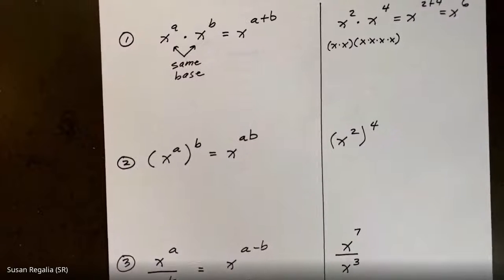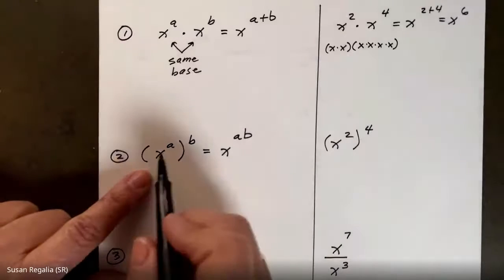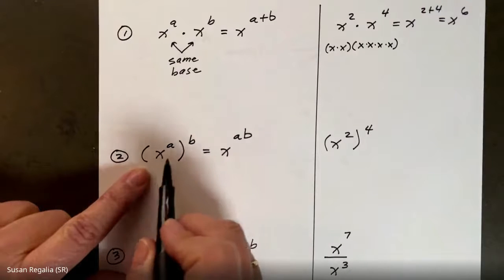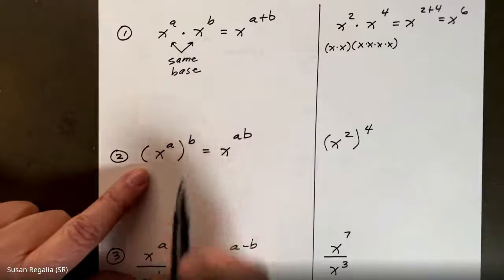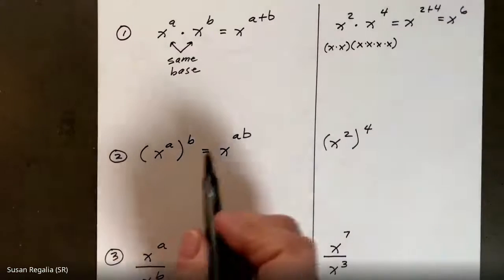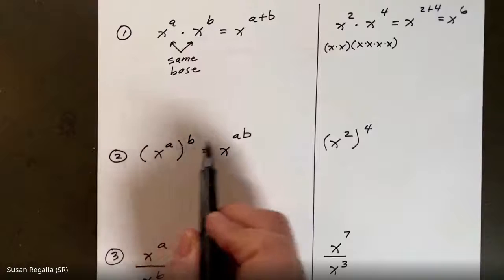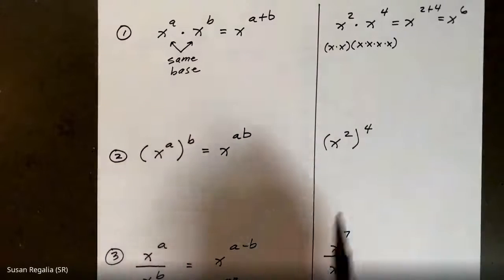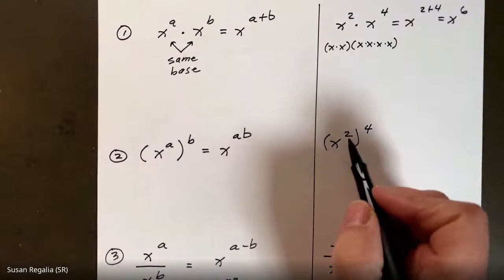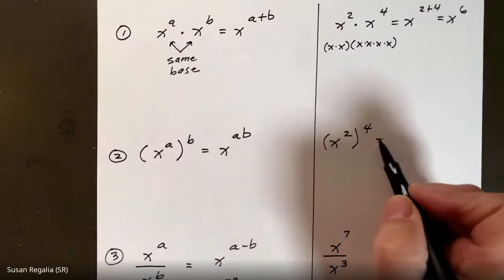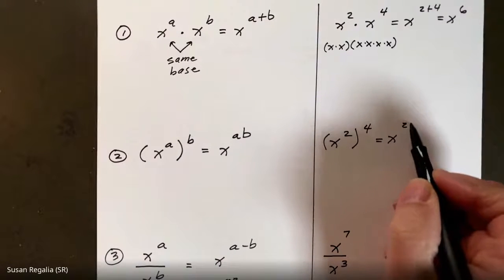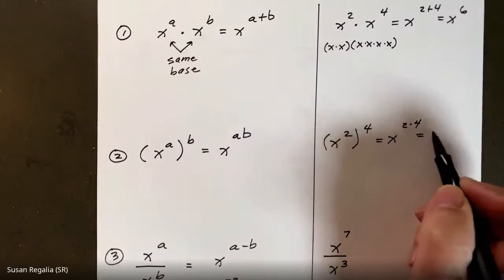The second property is when we are raising a power to a power. We're taking a term with an exponent in parentheses and raising that whole thing to a power. And in that case, these two numbers we multiply together. So for example, x to the second, when raised to the fourth power, is going to be x to the 2 times 4 or x to the 8th.